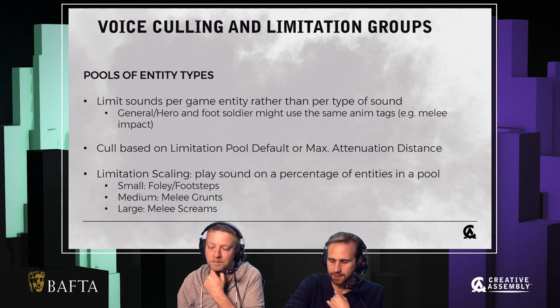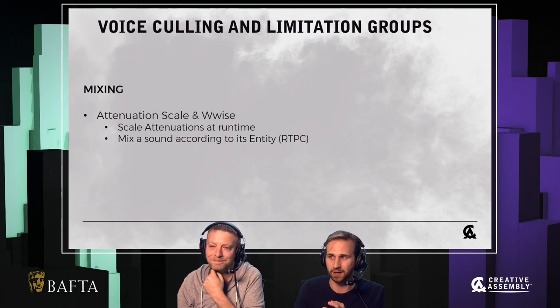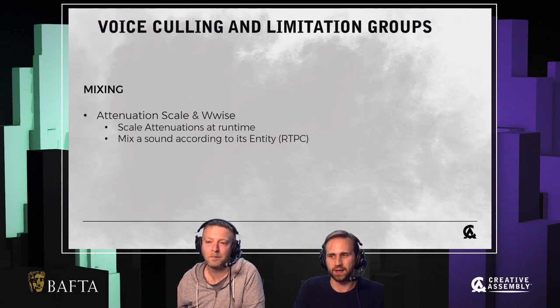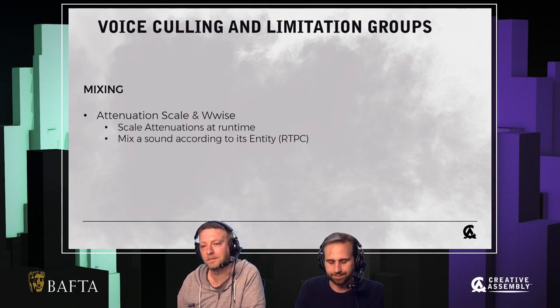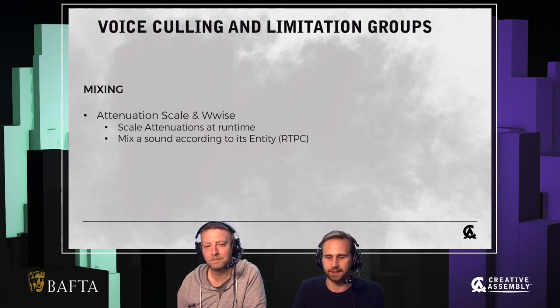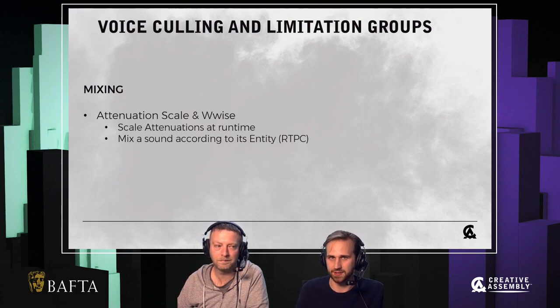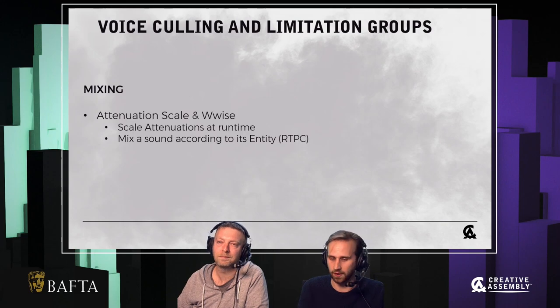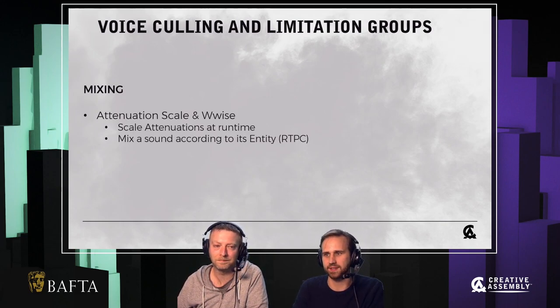But we do also use our limitation system specifically for mixing. For example, we scale our attenuations, which again, going back to the example of having the same sound used on a hero character and on a foot soldier, without having to duplicate the sounds and the animations and the tags and everything, we can simply say, well, if this sword hit is used on a hero, then I want to hear it further out, give you at certain perspectives additional detail and just ensure that you're hearing the hero over all the generic grunts.